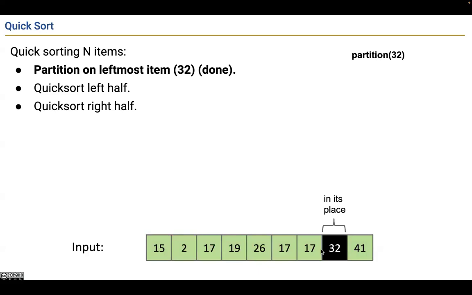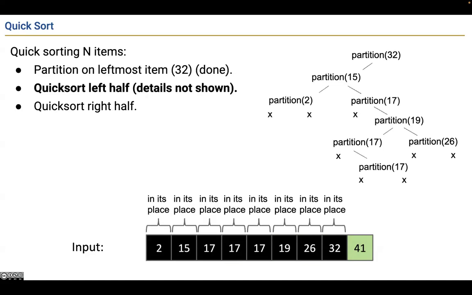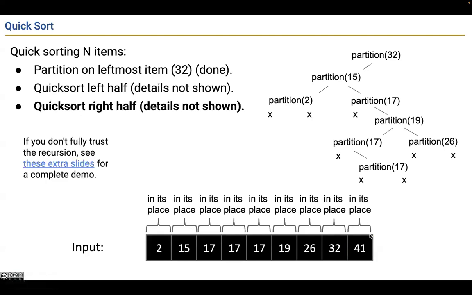32 is locked in place. I don't know what the true sort is yet, but I know whatever the true sort is going to be, that's where the 32 is going to go, for sure. Then I can quicksort the entire left half. Then I can quicksort the entire right half. So I kind of skipped over things, because that's the kind of guy I am.